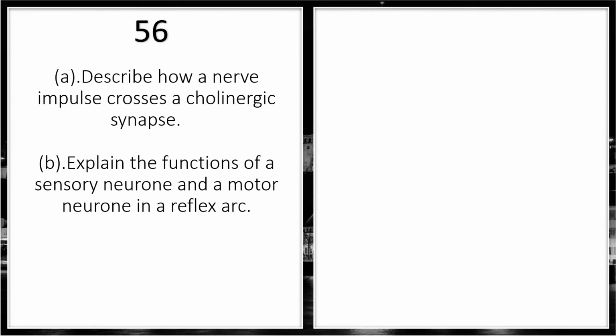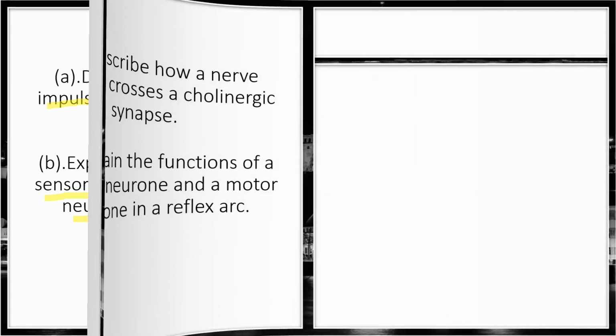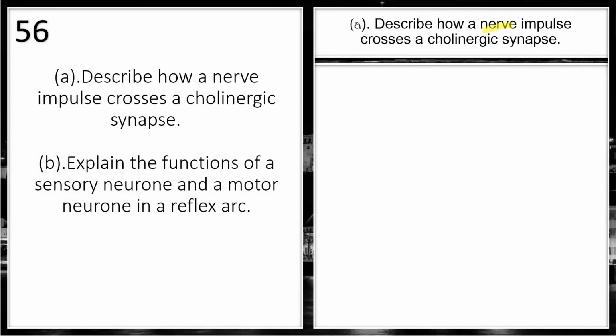Question 56. Part A: Describe how the nerve impulse crosses a cholinergic synapse. Part B: Explain the functions of the sensory neuron and a motor neuron in a reflex arc. Describe how nerve impulses cross a cholinergic synapse.